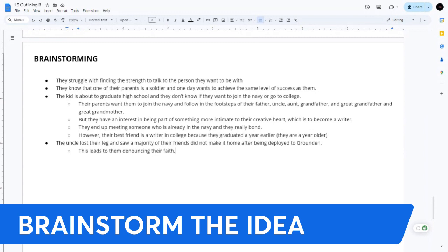So that's the idea of brainstorming: if you allow it to be more about core values and less about specifics, that's why I might say the uncle, a family member, lost their leg and saw a majority of their friends did not make it home after deploying to a war. The less specific you are, the more you can play with ideas in the brainstorming world. The more specific you get, you start creating a limitation. For example, if I said he was Catholic, there are certain things that Catholics do, just as if I said he was Jewish, or Muslim, or whatever.